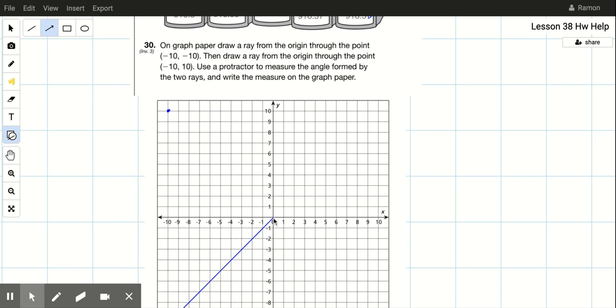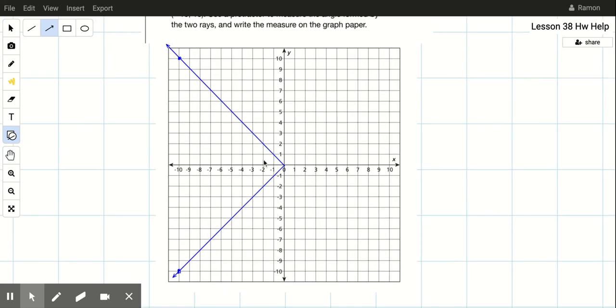and we still draw a ray that goes through that. Then we want to use a protractor to measure the angle formed by the 2 rays and write the measure on the graph paper. If you look at this, it's actually pretty interesting. We're not going to need to use a protractor here.